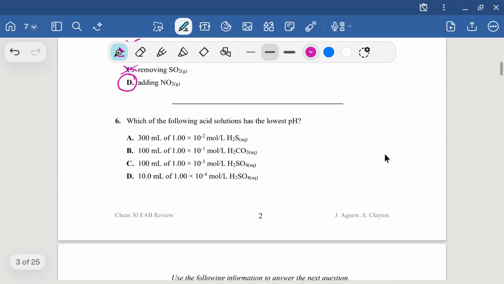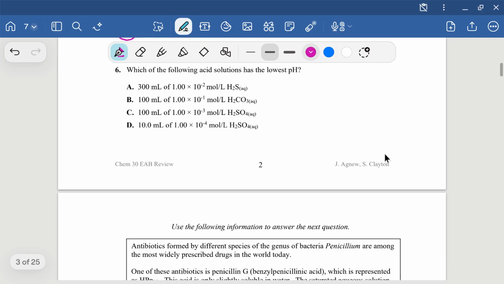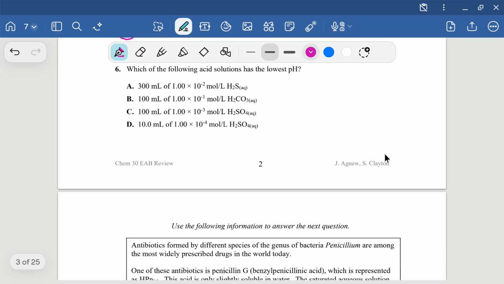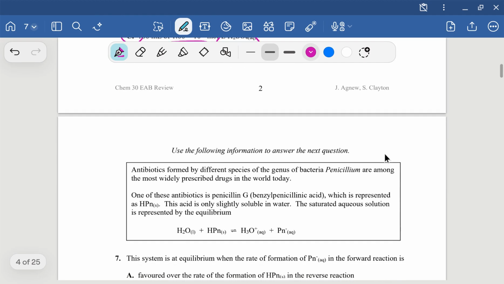Moving on from here, number 6, which of the following solutions would have the lowest pH? To be the lowest pH, you want to be the most acidic. So I just took a look at my data booklet and I can see that my strongest acid is H2SO4. Then I would look at my concentration. The one that is more concentrated would be more acidic. So here your answer is C.